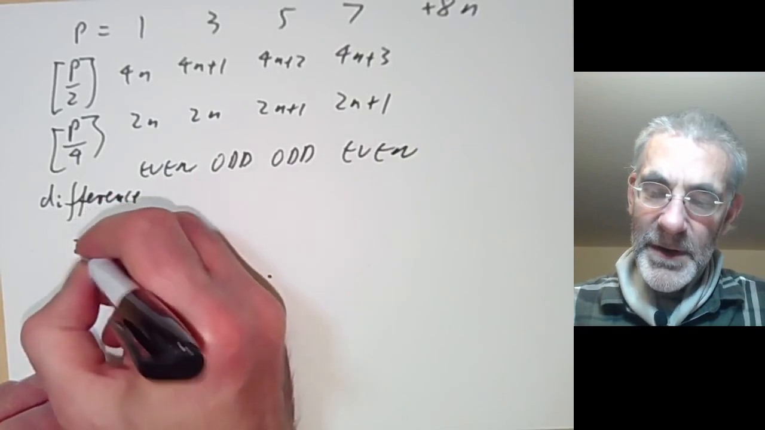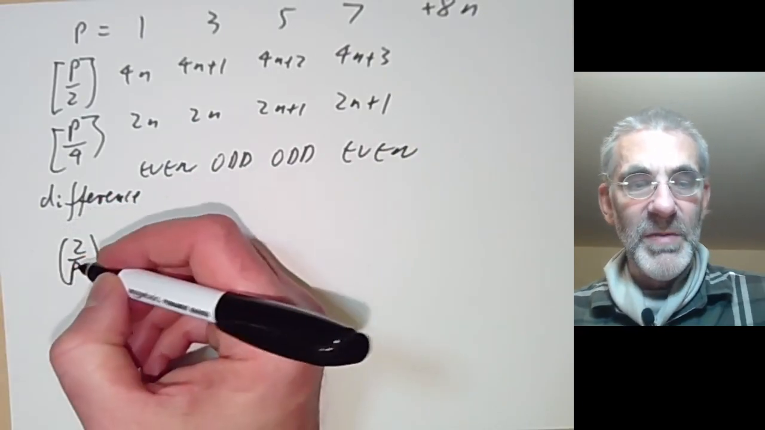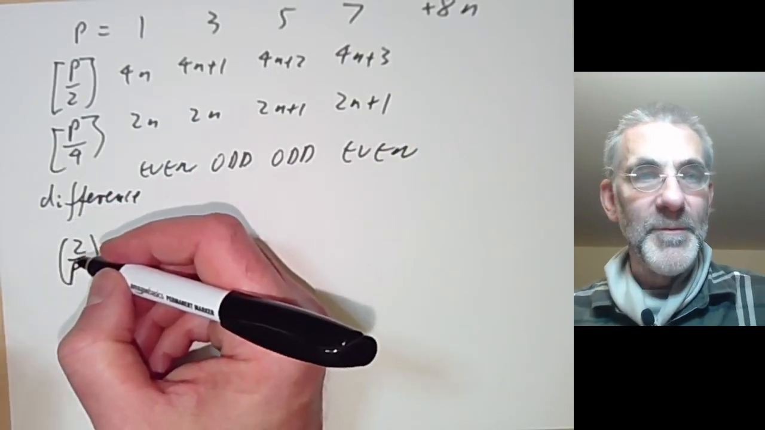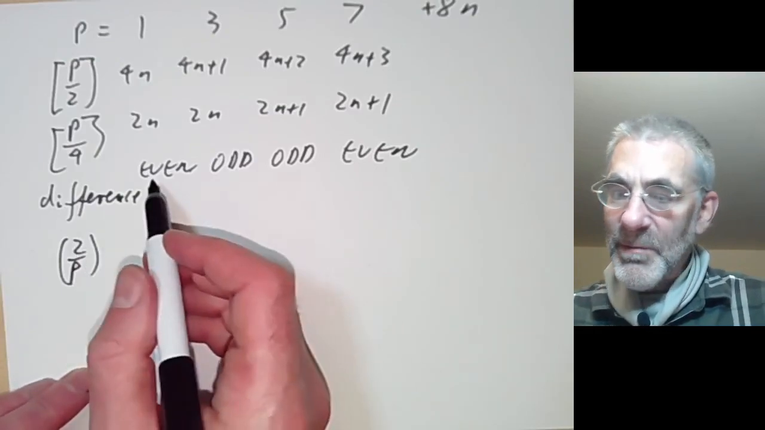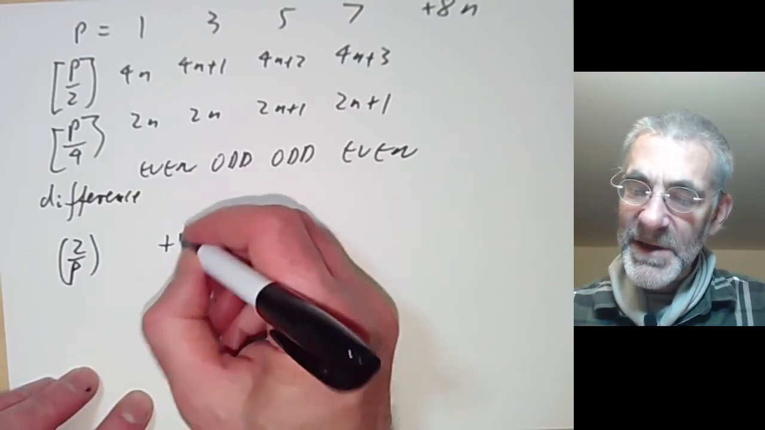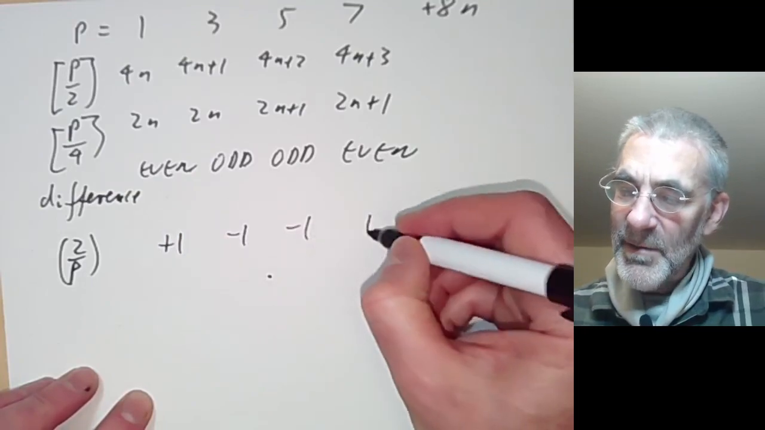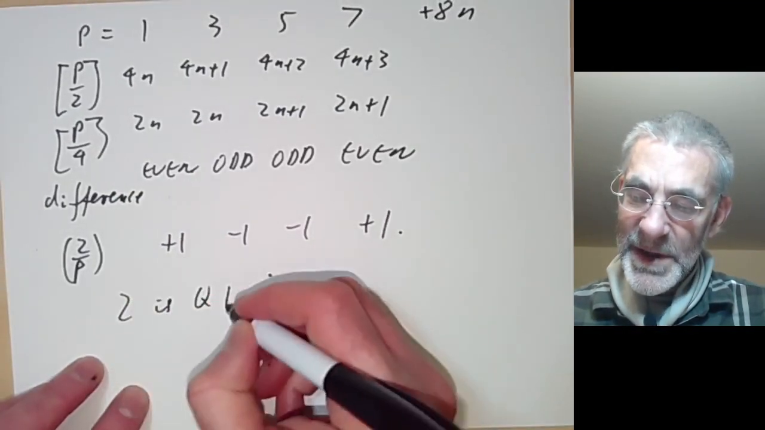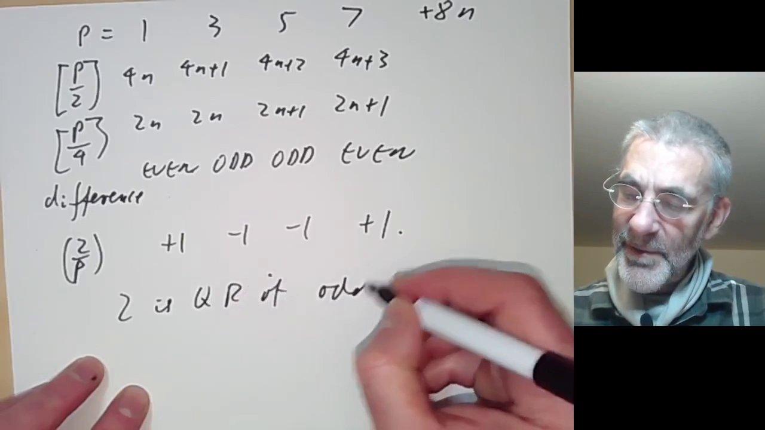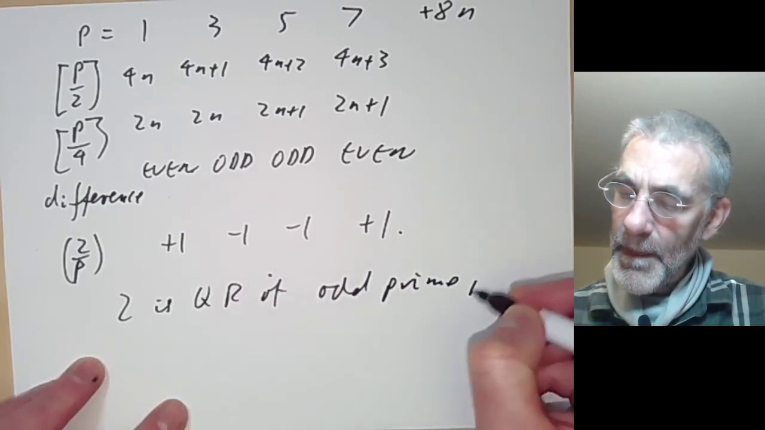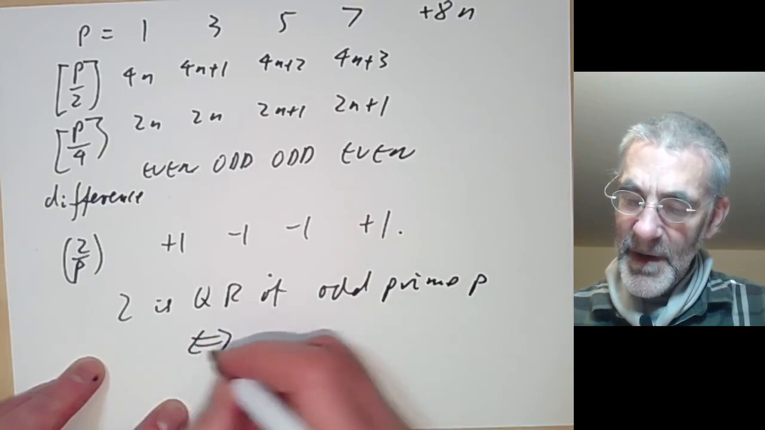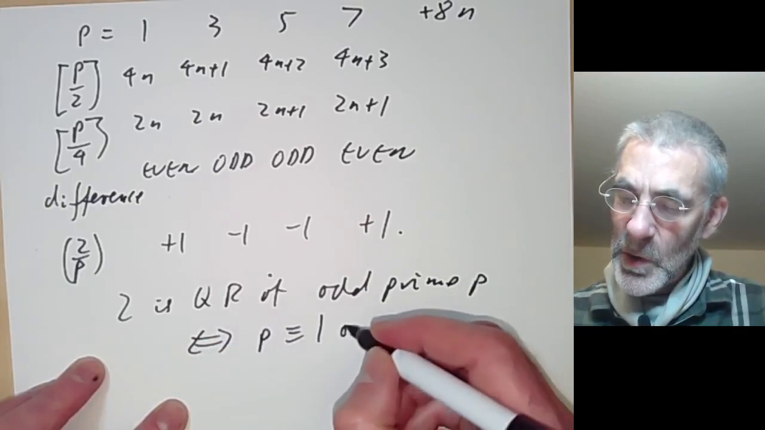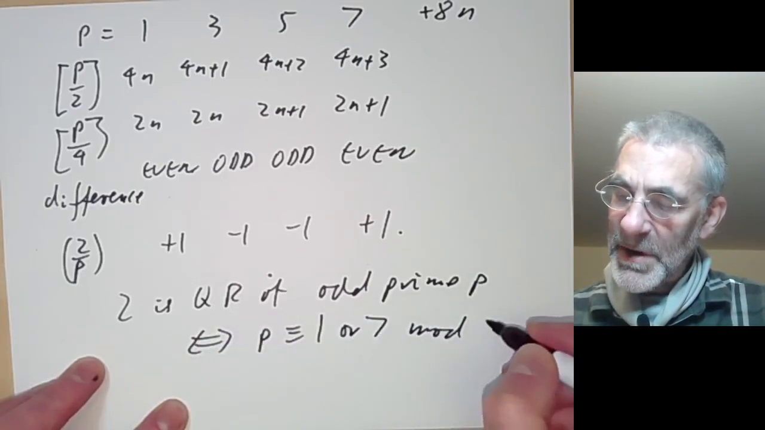So the Legendre symbol of 2 over p is now equal to minus 1 to this number here. So it's plus 1, minus 1, minus 1, plus 1. And we see that 2 is a quadratic residue of the odd prime p if and only if p is congruent to 1 or 7 modulo 8.